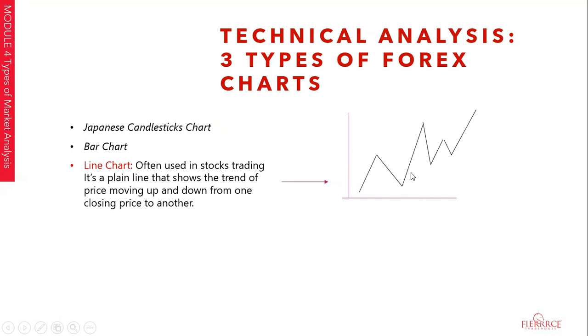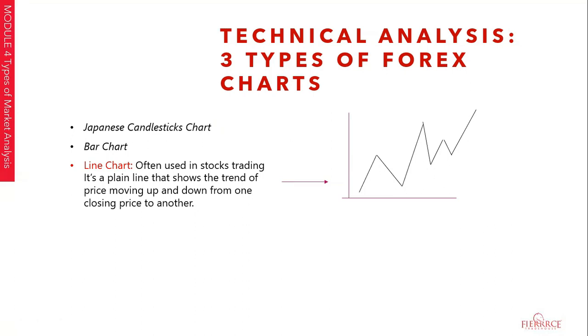But what is nice about line charts is you can literally tell the trend of the market, or what we call the direction of the market. It's easy to tell. Price is moving from here, it moved up, it moved down, it moved up, it moved down. So it's easy to interpret in that sense. Very, very simple chart. So these are the main three charts that we use.